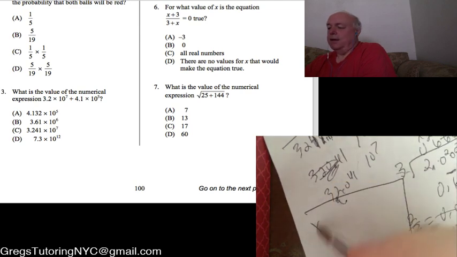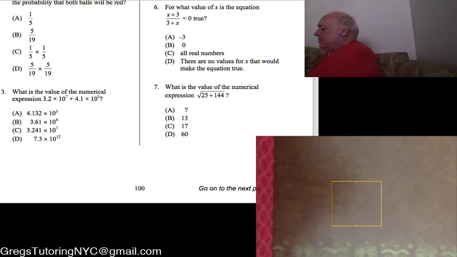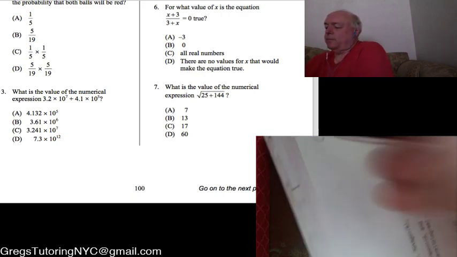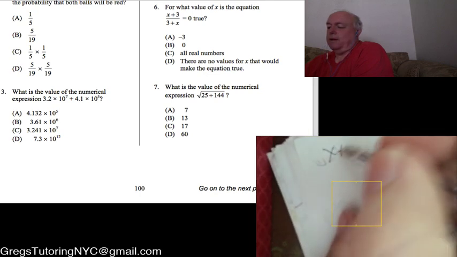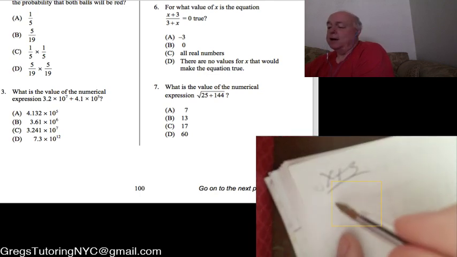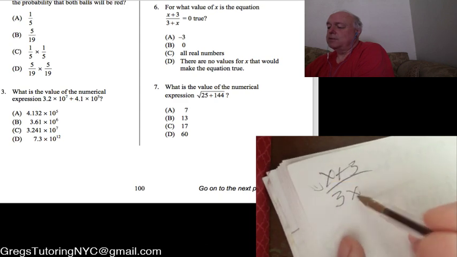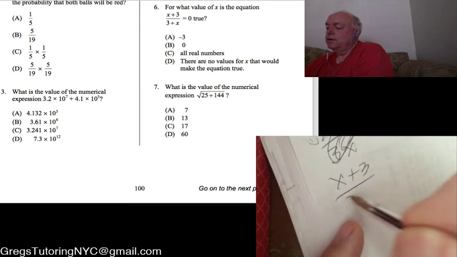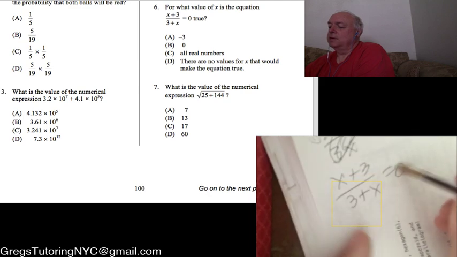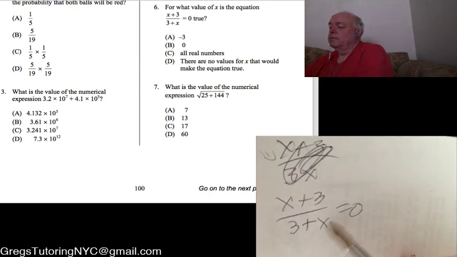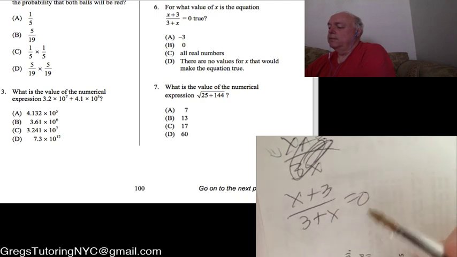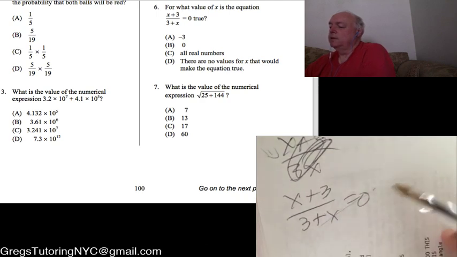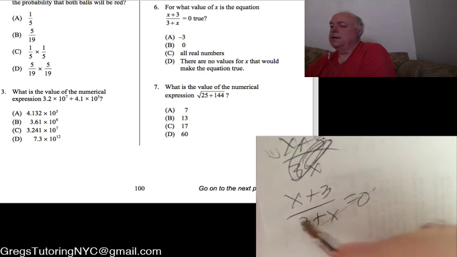So we get (x plus 3) over 3 plus x equals 0. My handwriting is so sloppy. I'm surprised I could do math because my handwriting is that bad. So we're going to do the cross product, right? Basically we're going to multiply this because we want this to end up as a numerator.